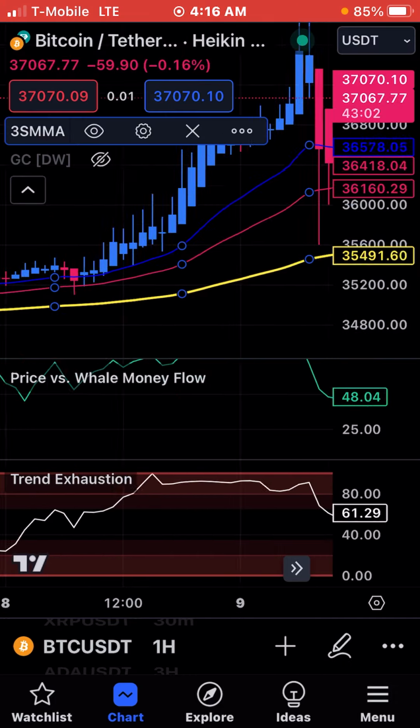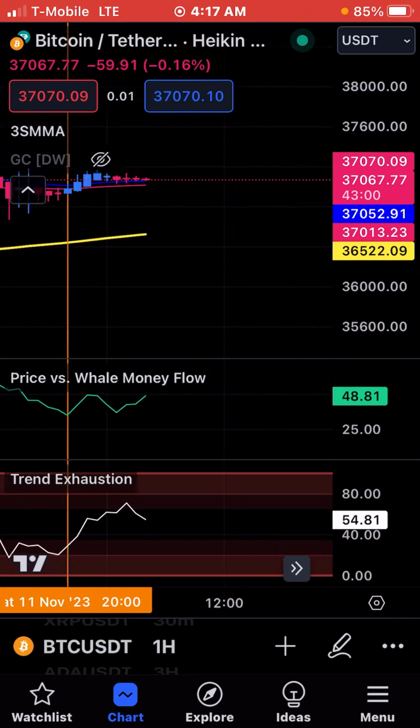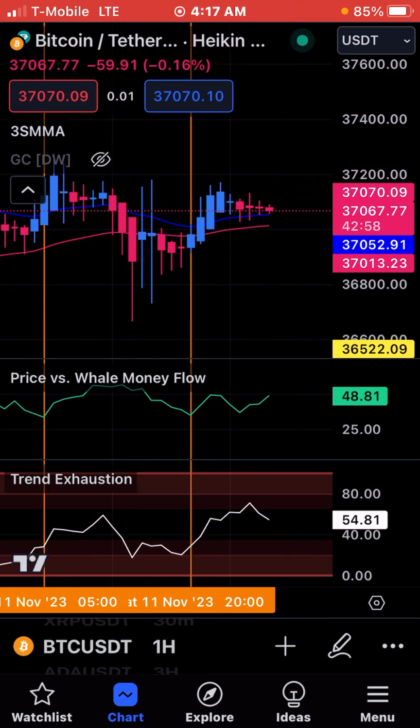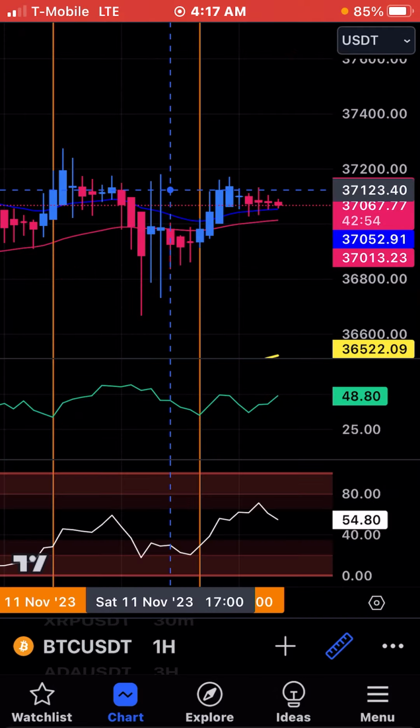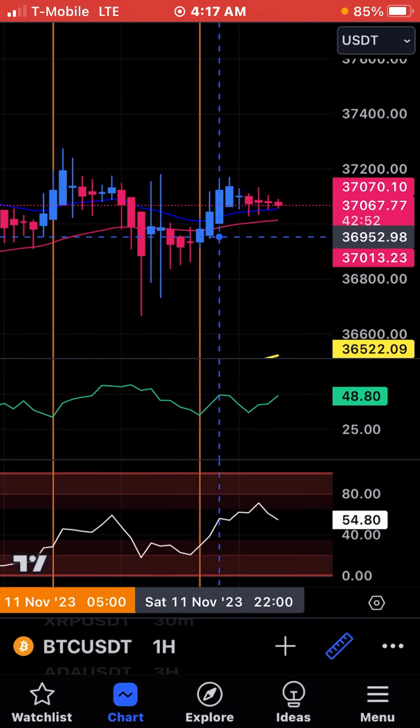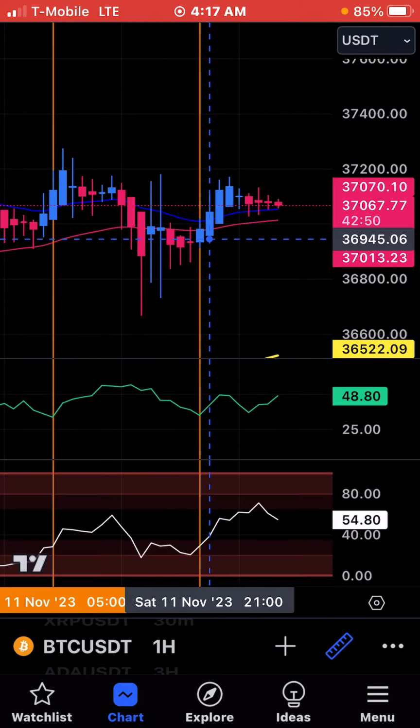So if we check all these that I marked, you will notice that every moment where it dips, usually there's a bounce in the price, because that's when the whales are usually coming in and trying to push everything back up.